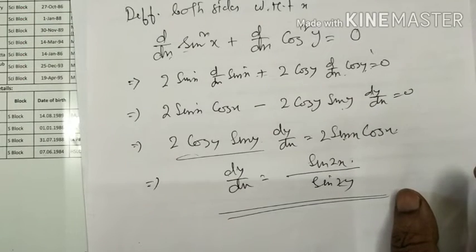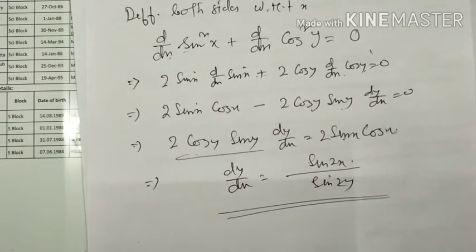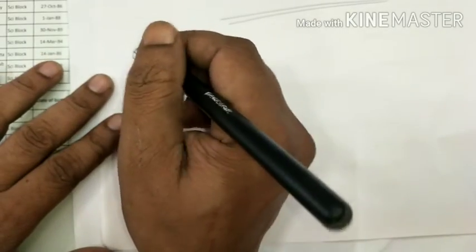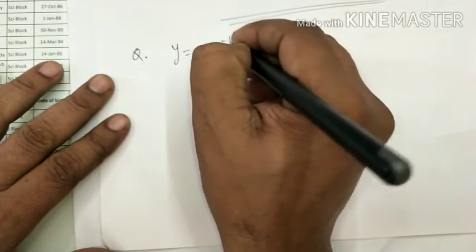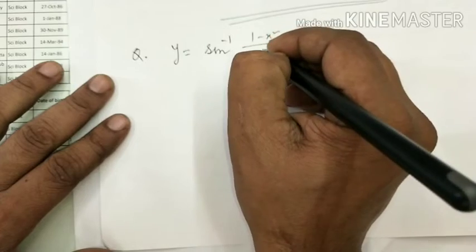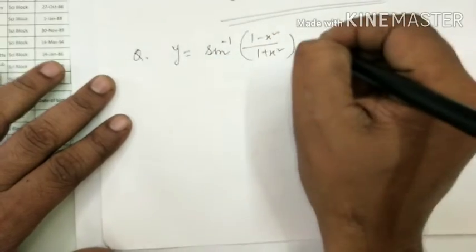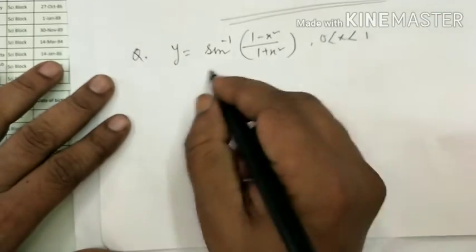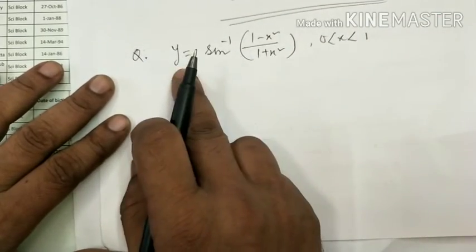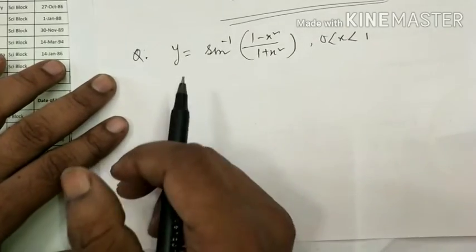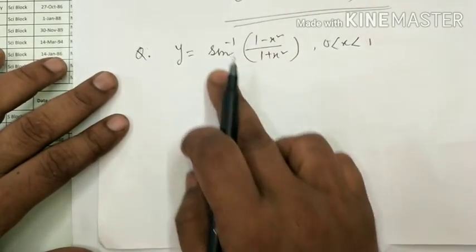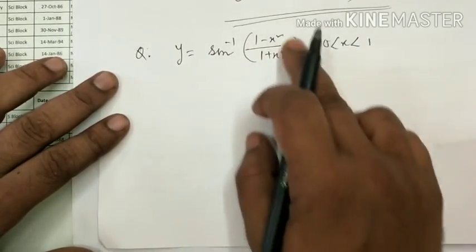So next, moving with another problem, I am going to solve. The question is, y equal to, suppose sin inverse of (1 minus x square) by (1 plus x square), 0 less than x less than 1. This is valid for this particular range. Okay, the domain of the function is 0 less than x less than 1. So in such type of problem, first we have to simplify this. You simplify it and then find derivative.